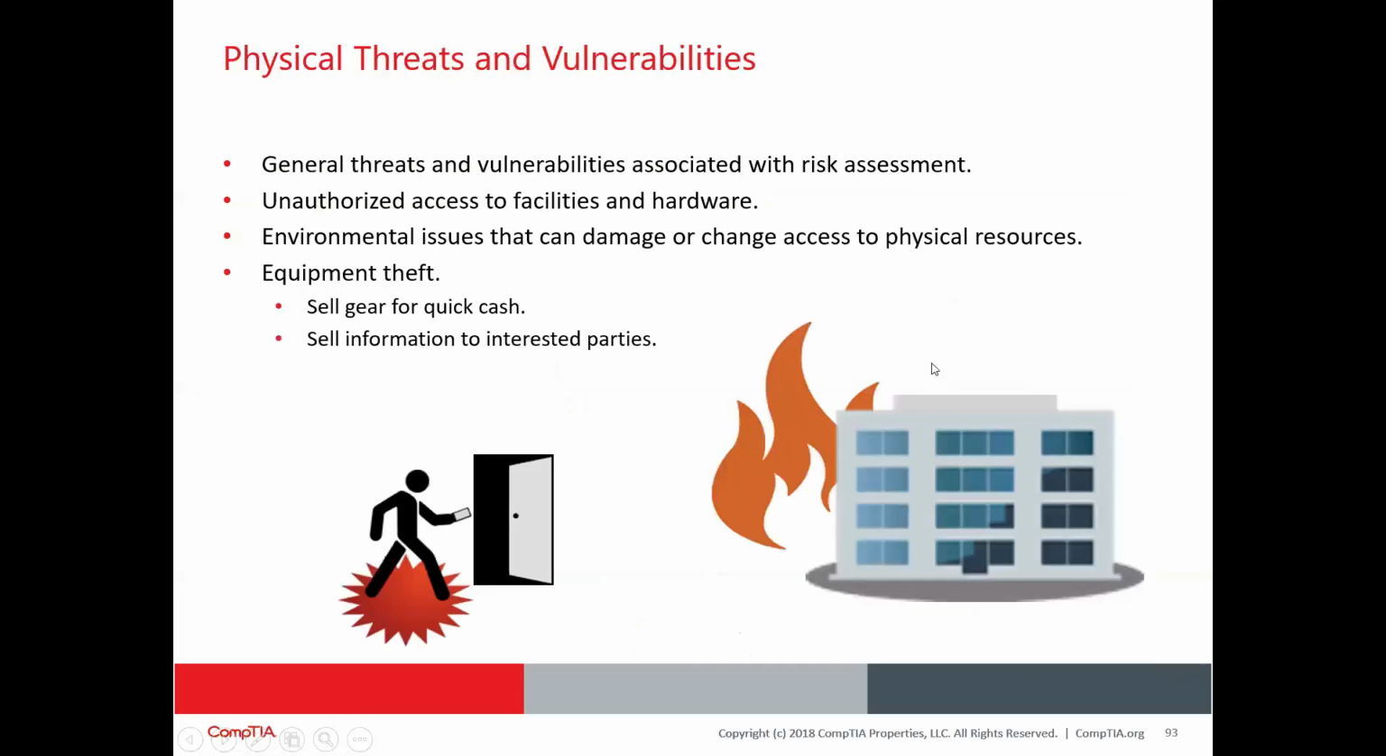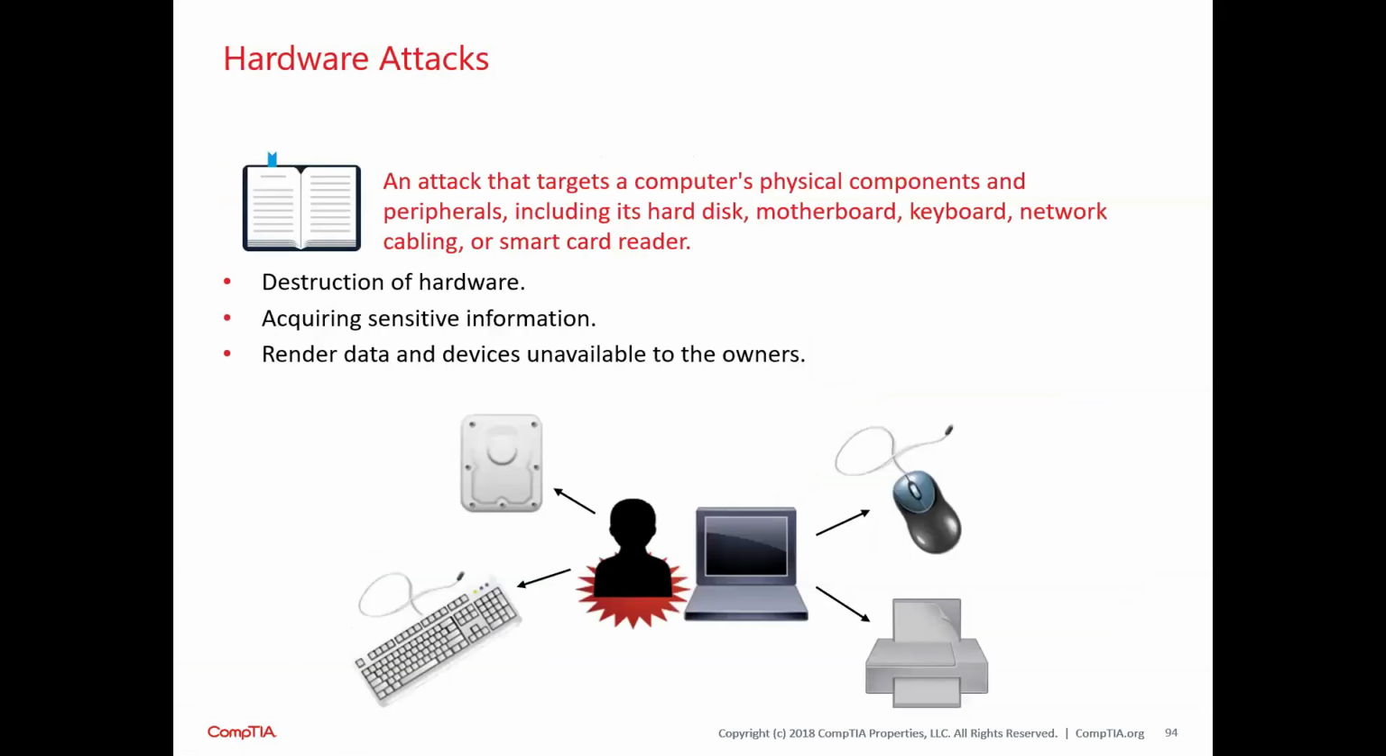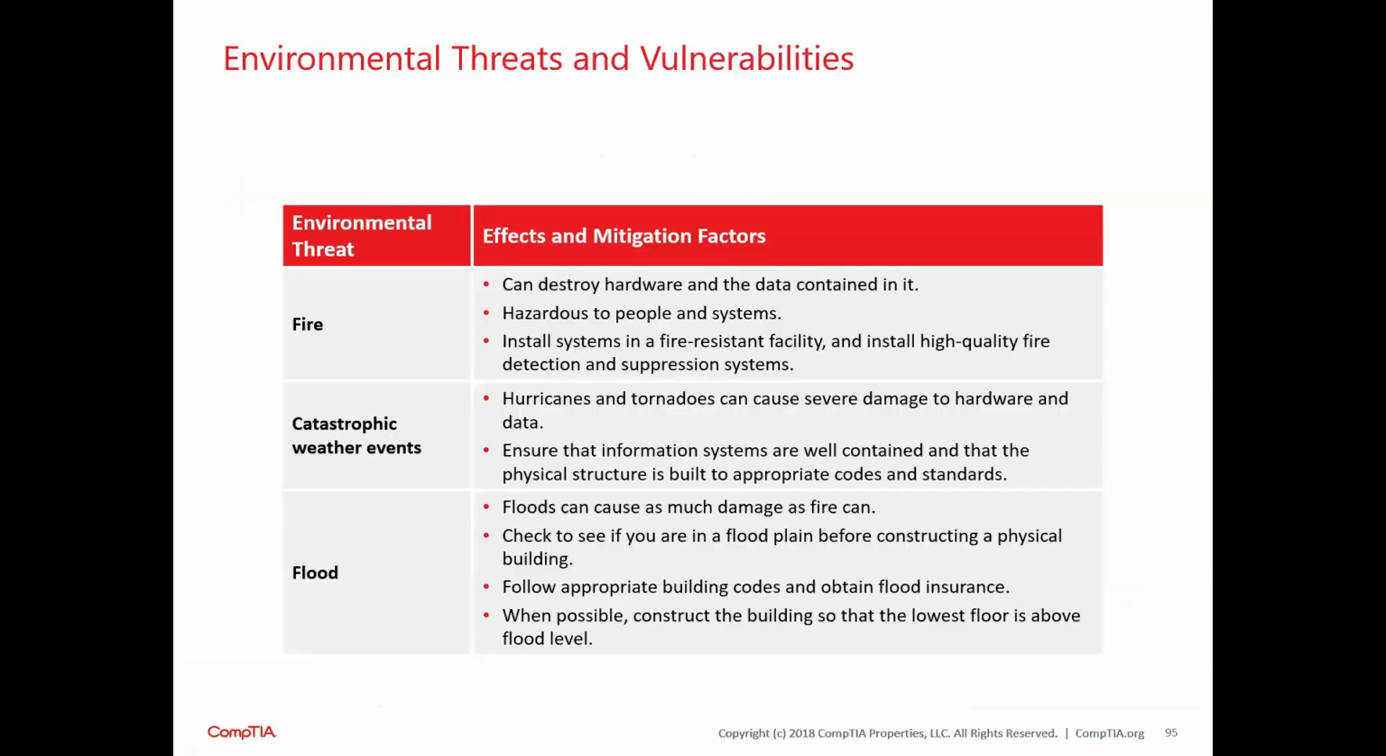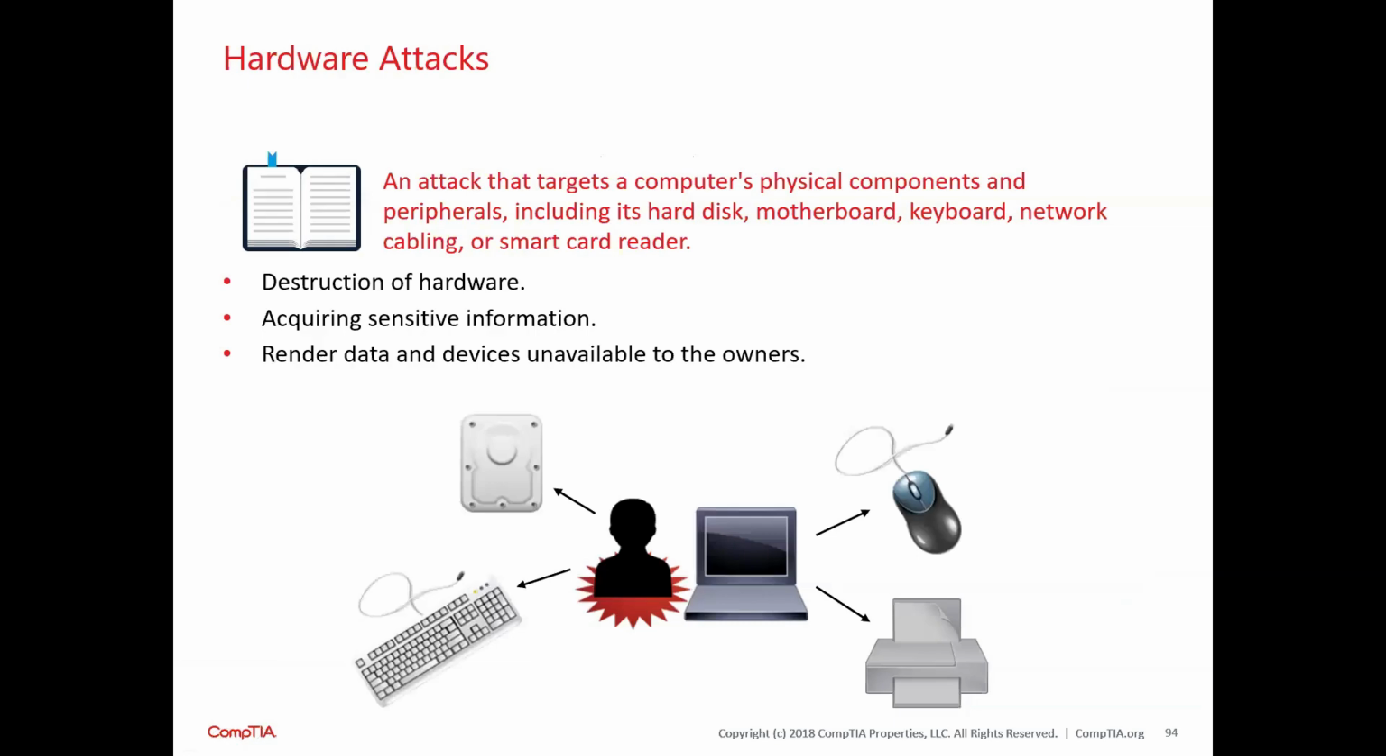Let me just continue. Now, physical threats and vulnerabilities include any vulnerabilities associated with the facilities or hardware. For example, theft, and different types of hardware attacks that would attack target computer systems, such as the hard disk, motherboard, keyboards, network, and smart reader. They can try to render data unavailable to the owners. So basically, destruction of your hardware.